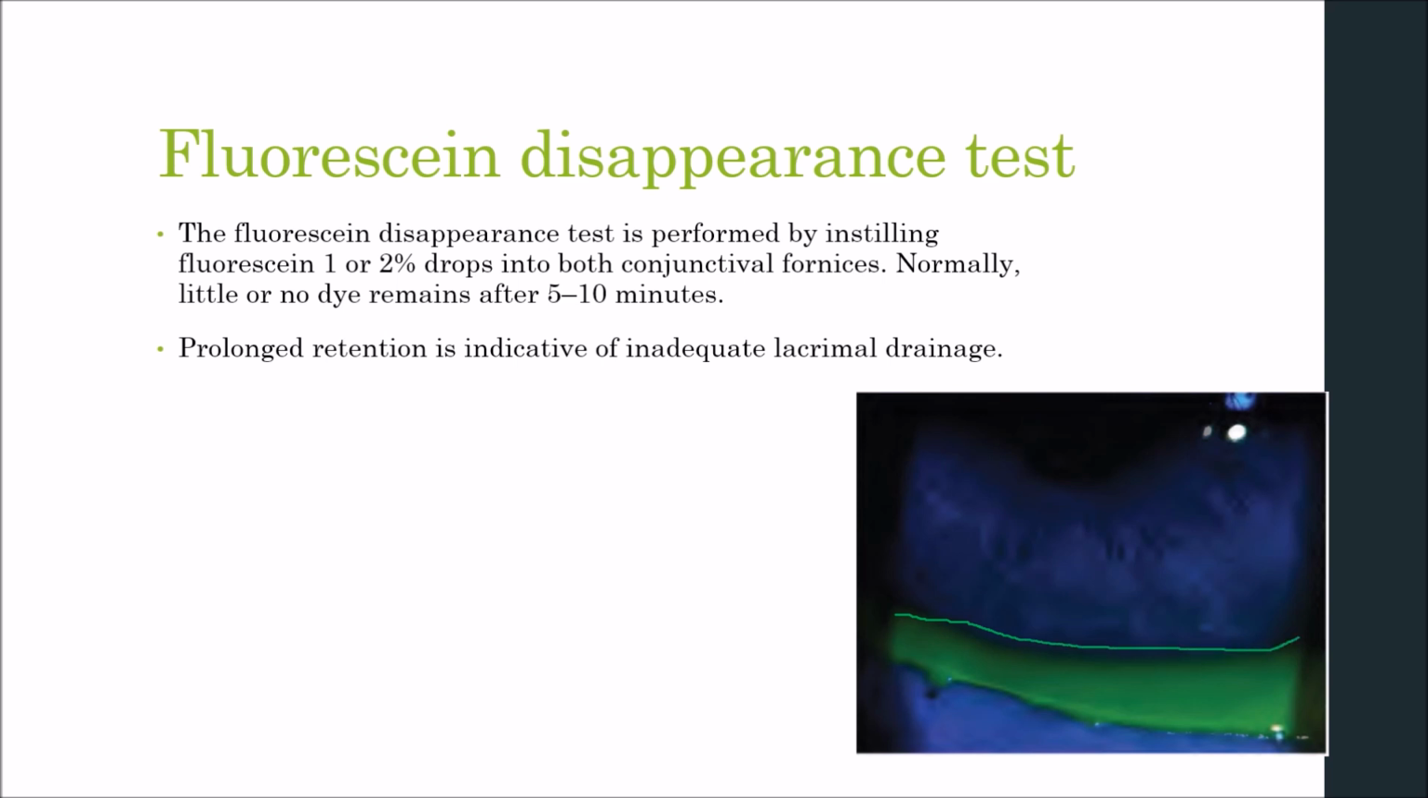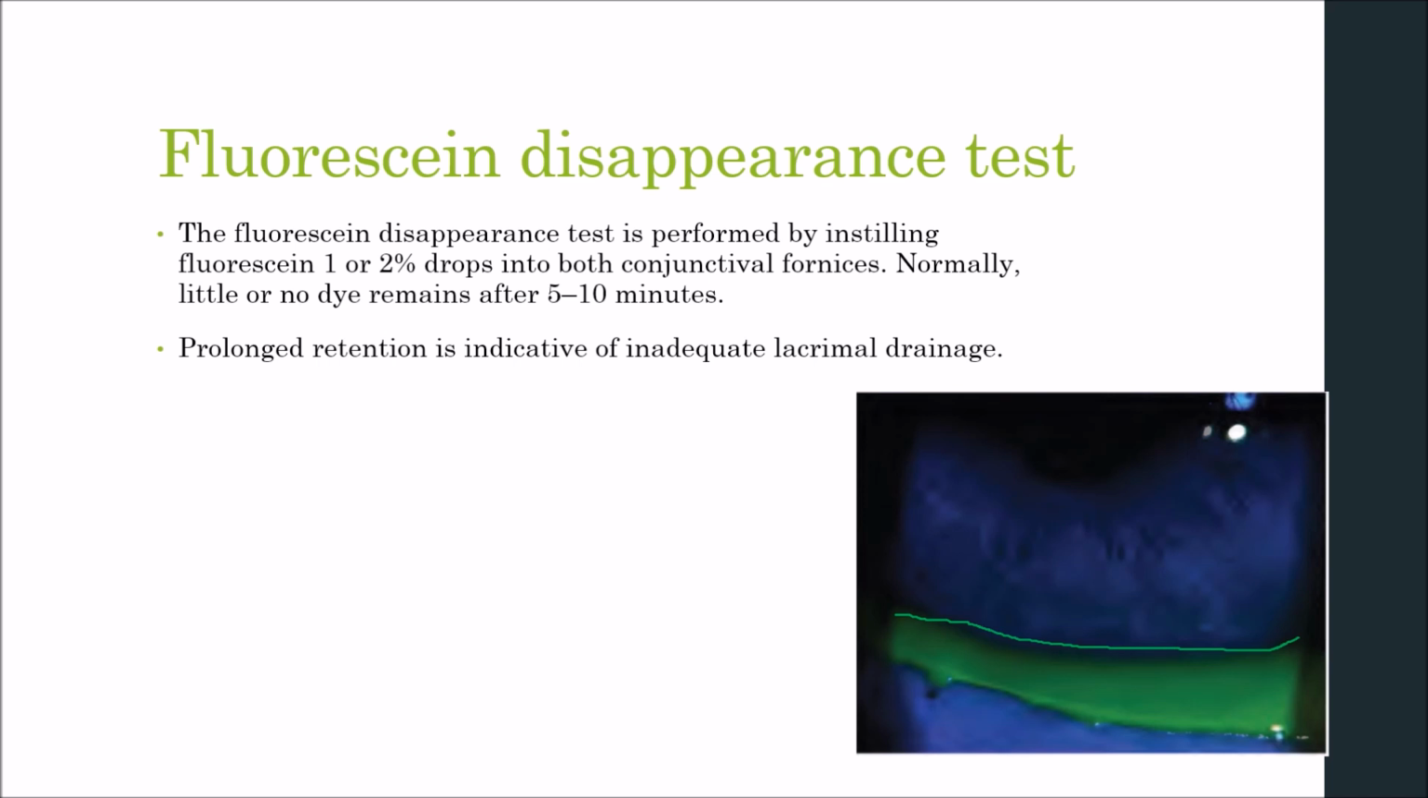The fluorescein disappearance test is performed by instilling fluorescein 1 or 2% drops into both conjunctival fornices. Normally, little or no dye remains after 5 to 10 minutes. Prolonged retention is indicative of inadequate lacrimal drainage. This should be distinguished from the fluorescein clearance test used to assess tear turnover in dry eyes, in which retained stain is measured in the meniscus 15 minutes after instillation of 5 microliters of fluorescein.